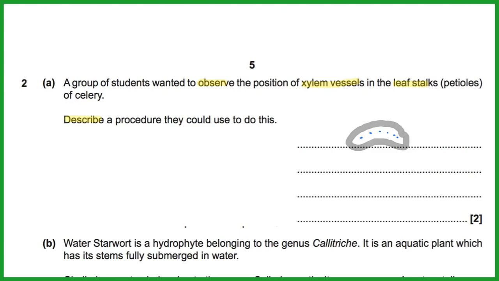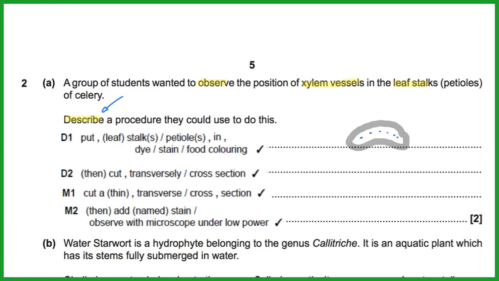But the key point is describe means what would you actually do in this case, and the answer is that you would put them into a dye or food colouring, then cut a transverse section. Transverse just means across. Alternately, you could cut a thin transverse section, then apply phloroglucinol or a stain that attaches itself to lignin, and then observe under the microscope with a low power.